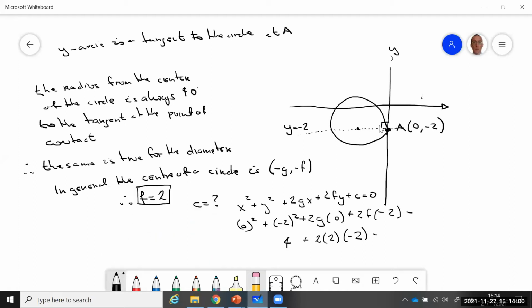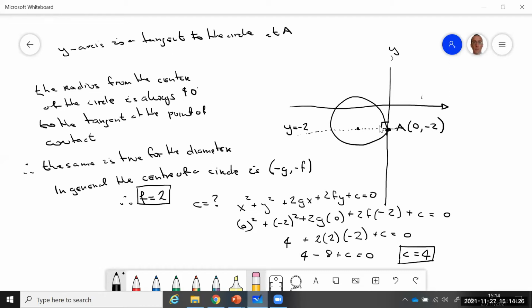So plus c equals 0. So therefore 4 plus 2 by 2 by -2 plus c equals 0. So that's 4 minus 8 plus c equals 0. Therefore c equals 4. Okay, so we've proven that c is equal to 4.